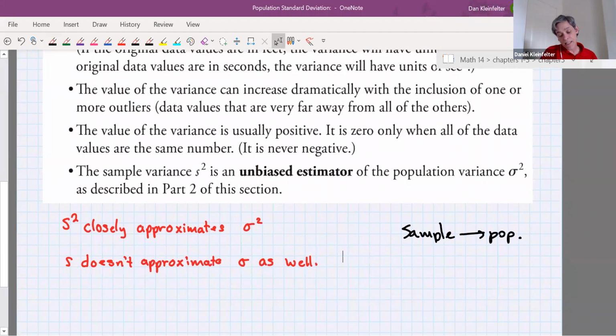Okay, the sample variance S squared is what's called an unbiased estimator of the population variance sigma squared. So what that means down here in red is that the sample variance closely approximates or closely tracks the population variance. We saw that the sample standard deviation doesn't track or approximate the population standard deviation as well. Remember that one of our big goals for this course is to be able to use sample data to say something about a population. So in that sense, that's something more valuable for the variance, that the sample variance tracks the population variance more closely.